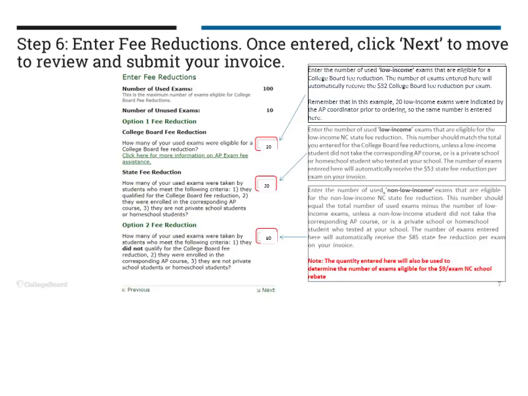So there are going to be two categories of students. Okay, and you'll see we're talking about option 1 fee reduction and option 2 fee reduction on the screen. This really has to do with low income students and non-low income students. So the category 1 or option 1 students are those students who qualify for the College Board's fee reduction. You can find that eligibility criteria at our fee reductions for AP exams link that you'll see on the page.